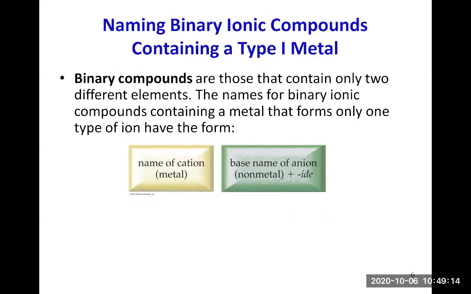Naming binary ionic compounds containing a type 1 metal. What does it mean, a binary compound? It's a compound that contains only two different elements, so there are two different symbols in the formula. The name for a binary ionic compound containing a metal that forms only one type of ion has this form. First, it's the name of the cation, which is the name of the metal, just as it is in the periodic table. Then you follow it with the base name of the anion. The anion is the non-metal, so you take the root of the name and change the ending to "ide".